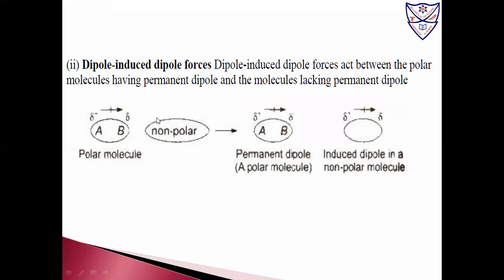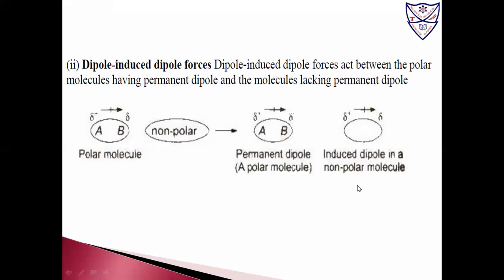The next one, see here. The second one is the dipole-induced dipole force. Now, what is the dipole-induced dipole force? That is a force of attraction between a polar molecule having a permanent dipole and a molecule lacking a permanent dipole. So see here, this is the polar one. Why polar one? Because it has a negative and a positive together, right? So this was the non-polar. So when these two react with each other, then what will form here? One is a permanent dipole, that is the polar one, and the induced dipole, that is the non-polar.